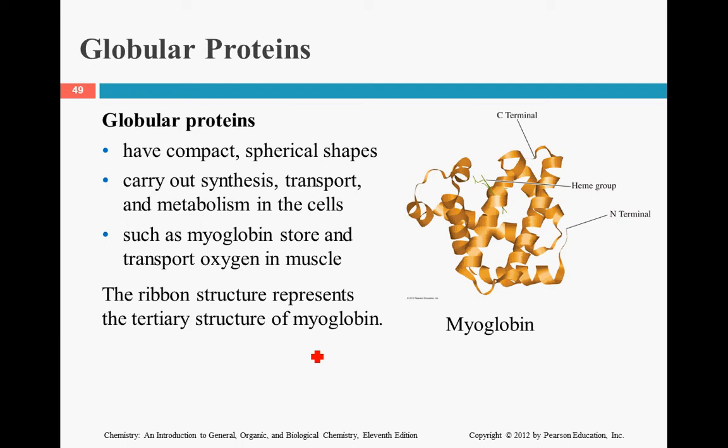Globular proteins are spherical shapes. It's an example of a protein at the tertiary level. They do things like synthesis and transport. For instance, myoglobin right here transports oxygen. The heme group right here helps to hold on to the oxygen, to store and transport oxygen in the muscle. So this is an example of a globular protein.